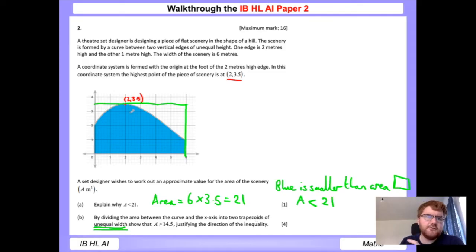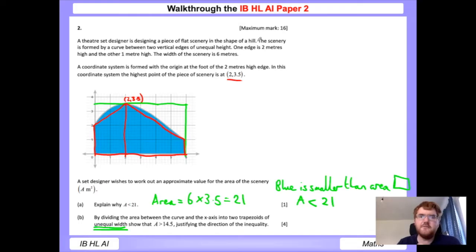But we've got this really crucial bit of information, which is the maximum point. So what I can do is create two trapezia of unequal width. Notice this one is going to have a width of 2, and then this one here that I'm creating, going all the way across, has a width of 4. So these are both trapezia, and once we work this out, notice this shape together is going to be less than our curve, which is going to justify why the area has to be greater than 14.5. You'll notice in the mark scheme a diagram is sufficient for the working here.